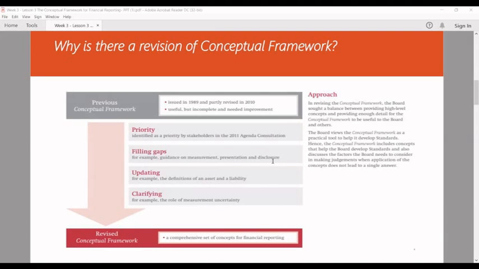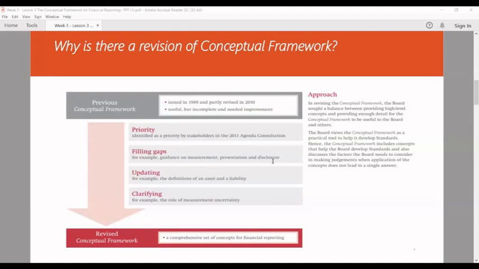The board views the conceptual framework as a practical tool to help it develop standards. The conceptual framework includes concepts that help the board develop standards and also discusses the factors that the board needs to consider in making judgments when application of the concept does not lead to a single answer. For example, priorities identified by stakeholders in the agenda consultation include filling gaps, for example guidance on measurement, presentation and disclosure; updating, for example, the definitions of an asset and a liability; and clarifying, for example, the role of measurement and uncertainty.